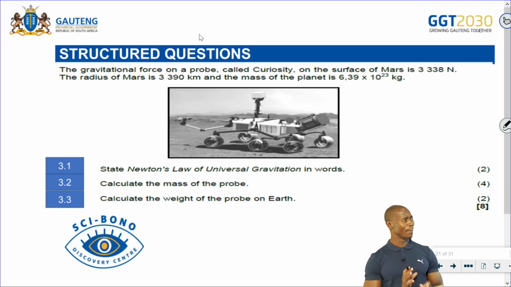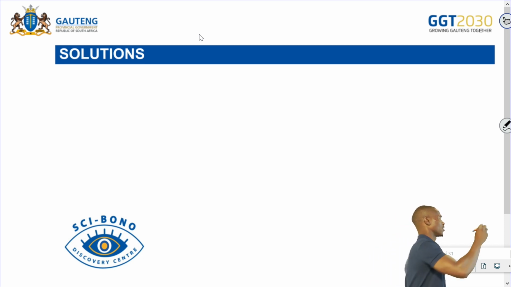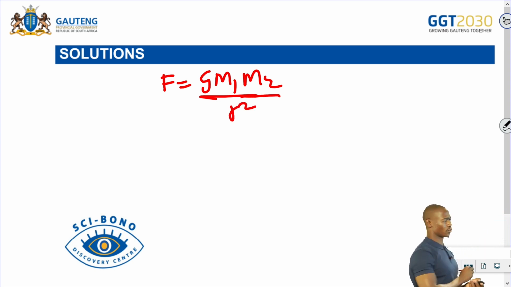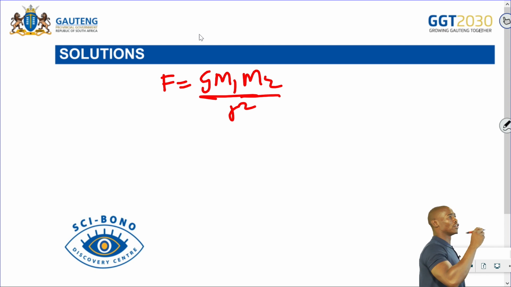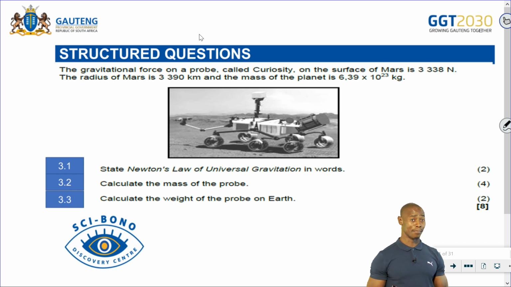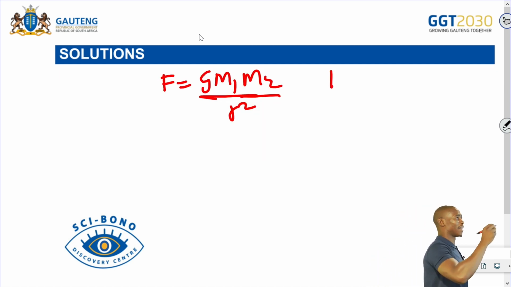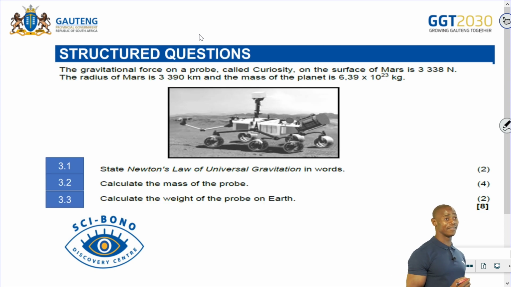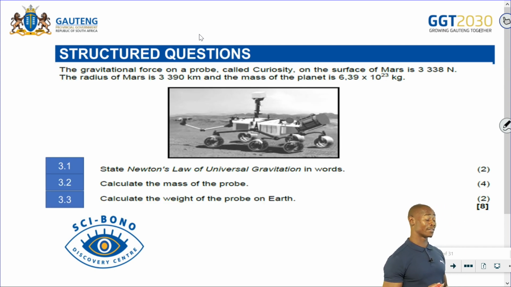So the mass of the probe, how are we going to calculate it? Firstly, we are given the gravitational force, so we know how to calculate it. The gravitational force is given by G m1 m2 over r squared. We have two objects here, the probe and the planet mass. So I can say my m1 is the probe and my m2 is the planet mass. Then we are given the gravitational force.